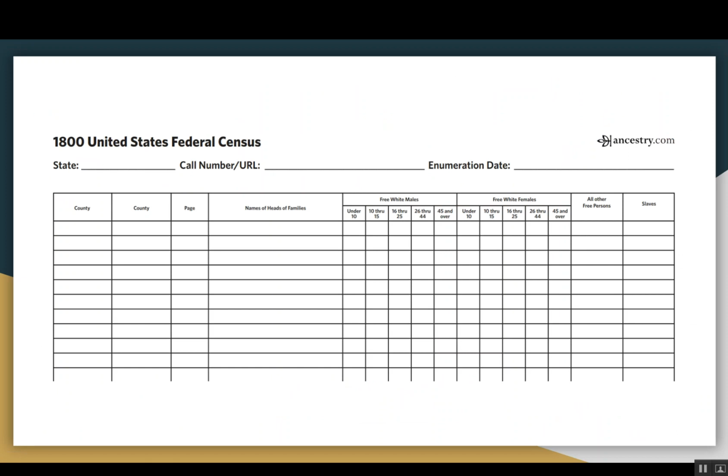So this is an example of the 1800 census, and as you can see, there's not as much information on this that the census taker had to fill out for each family. And so that's why it's important to know the difference, but still you can glean a lot. Even from this, you can figure out what the family dynamics would have looked like.